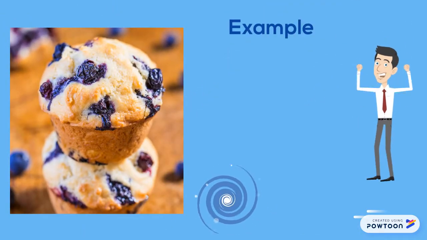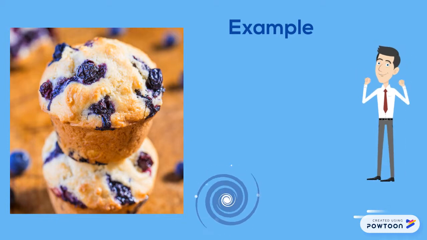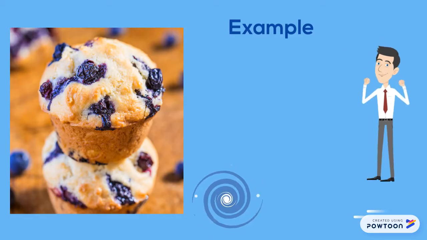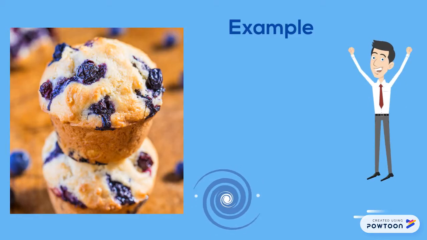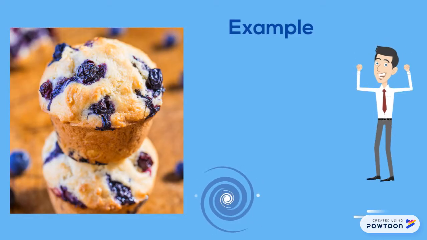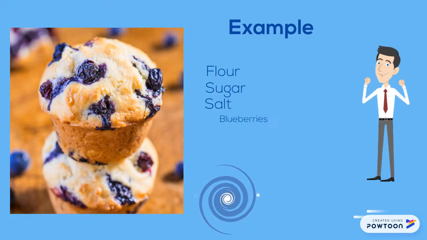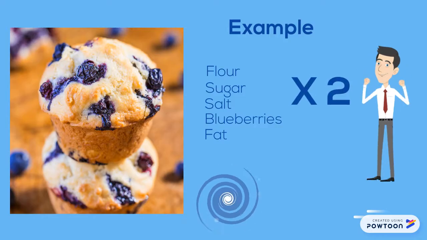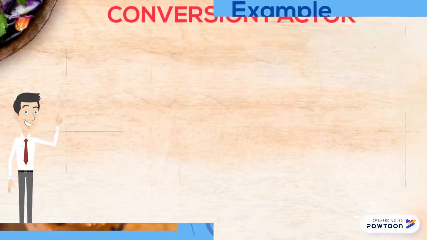Now that we've determined our conversion factor, we simply take that number and multiply it by the amount of each ingredient in the recipe. So for example, with the muffins, the flour, sugar, salt, blueberries, and fat would all be multiplied by a factor of 2.